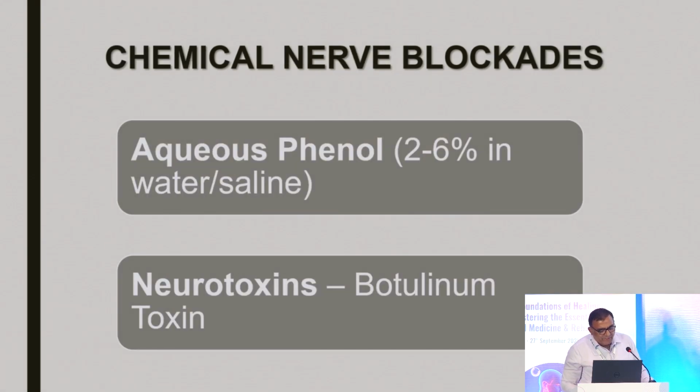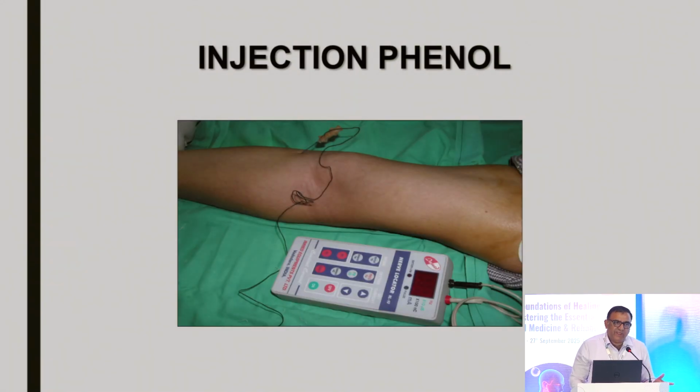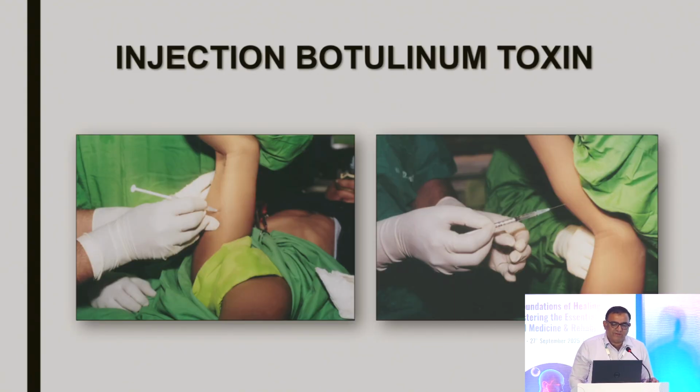Coming to injectables, we have the aqueous phenol, 2 to 6% in water or saline. Very few centers use it as of today. And neurotoxins, botulinum toxin, which is very commonly used. This is how we inject phenol using a nerve locator into the motor point of the nerve, and this is the way we use botulinum toxin.